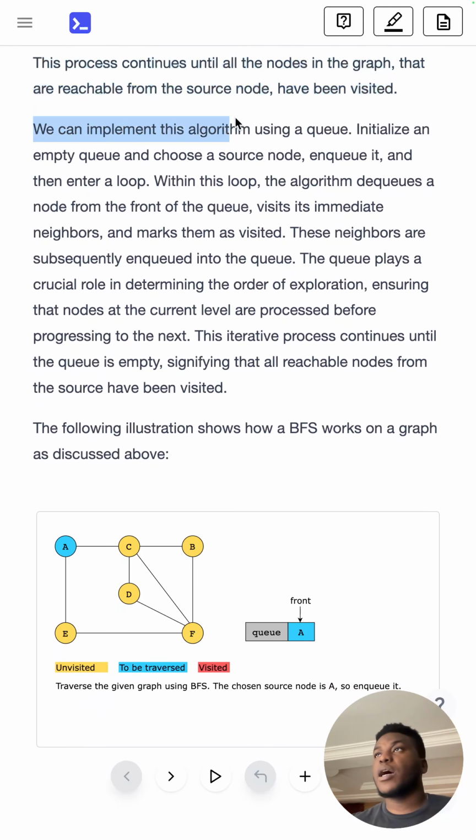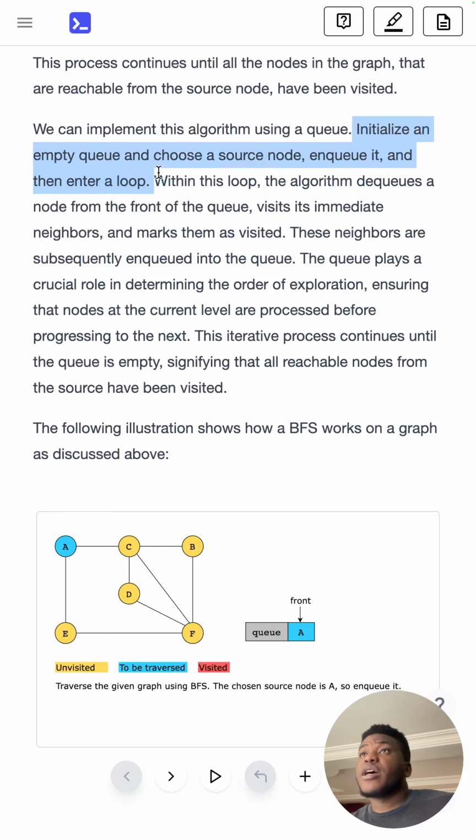We can implement this algorithm using a queue. So stacks for DFS, queues for BFS. Initialize an empty queue, choose a source node, and we did a lot of this in the topological sort pattern.